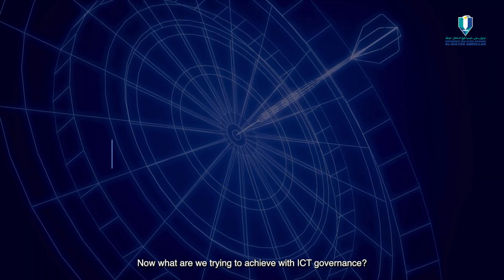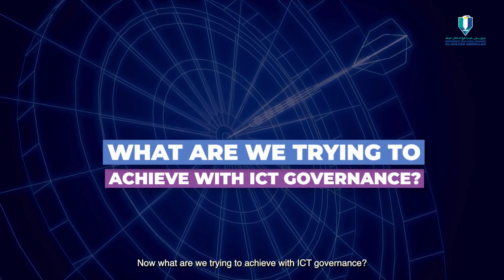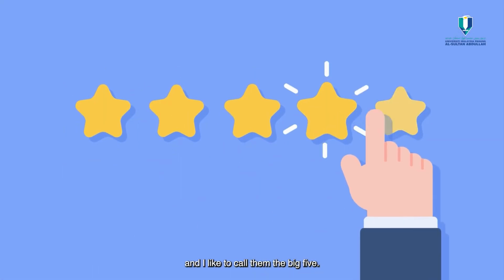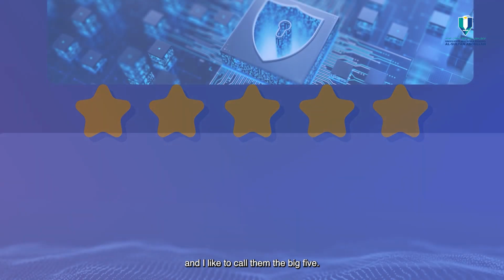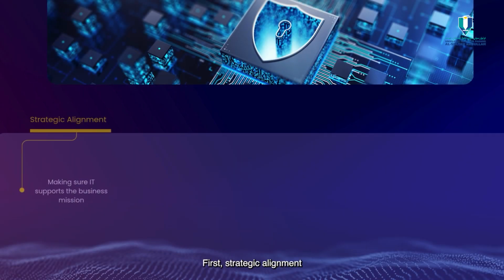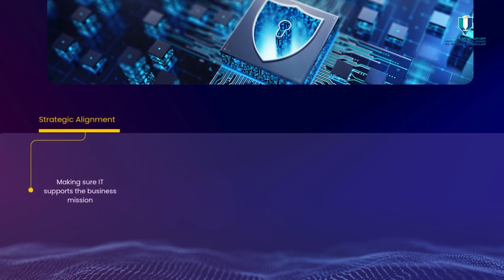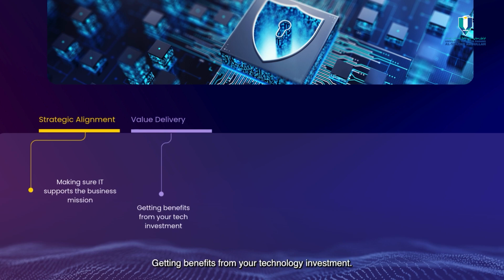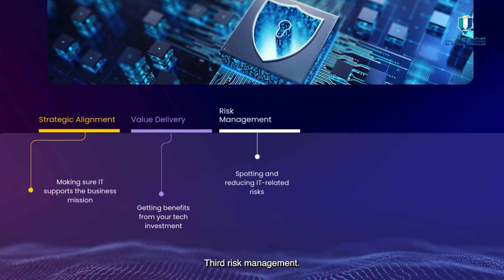Now, what are we trying to achieve with ICT governance? There are 5 main goals, and I like to call them the Big 5. First, strategic alignment. Making sure IT supports the business mission. Second, value delivery. Getting benefits from your technology investment. Third, risk management. Spotting and reducing IT-related risks.